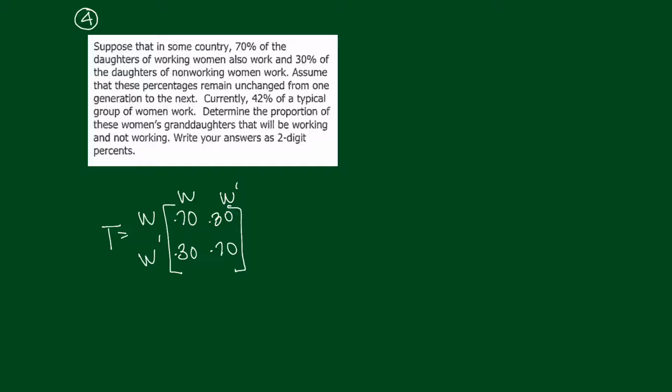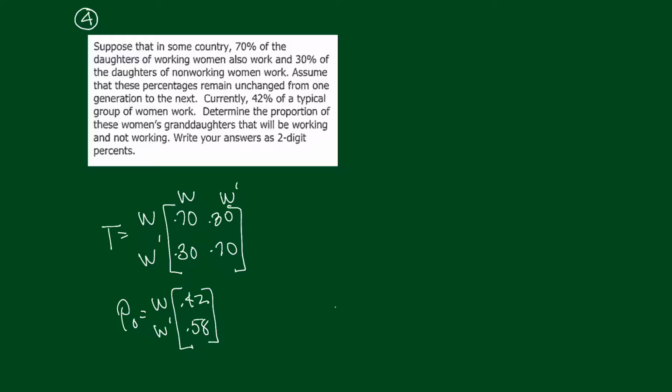There's our transition matrix. And now we also know that things are going to remain unchanged from one generation to the next. So we've got a Markov process, a Markov chain. Currently, this is P naught. We're given that P naught, the original condition, working, not working, is 42% working, which means 58% of women are not working. We want to determine the proportion of these women's granddaughters that will be working and not working. Write the answer as a 2-digit percent.